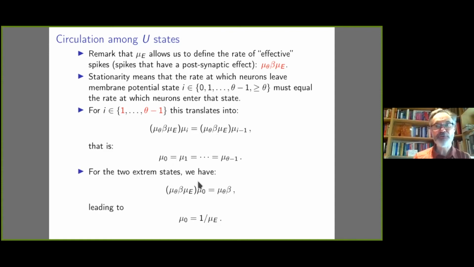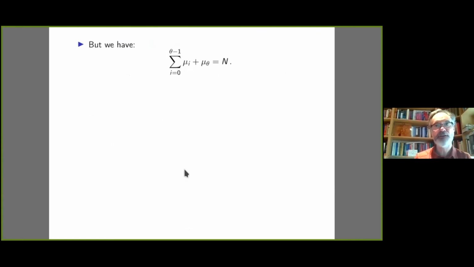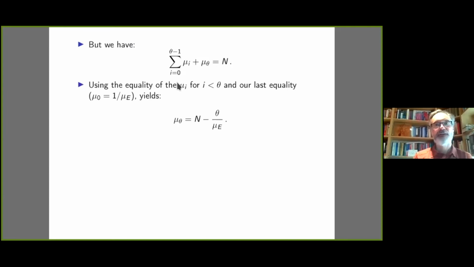Now, if we take care of the two extreme states, the rate at which neurons leave state 0 is given here, and the rate at which neurons enter state 0 is given on the right side. That's the rate at which your network spikes. So we have mu theta beta on both sides, so mu e must equal 1 over mu 0. And we must have the conservation at every time. So we get that mu theta equals the network size minus the threshold divided by mu e.